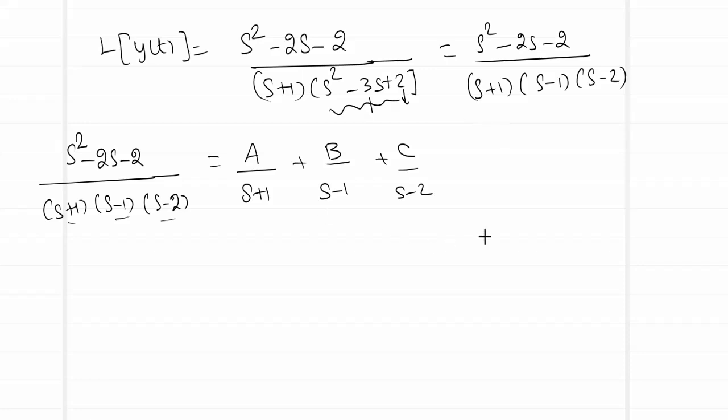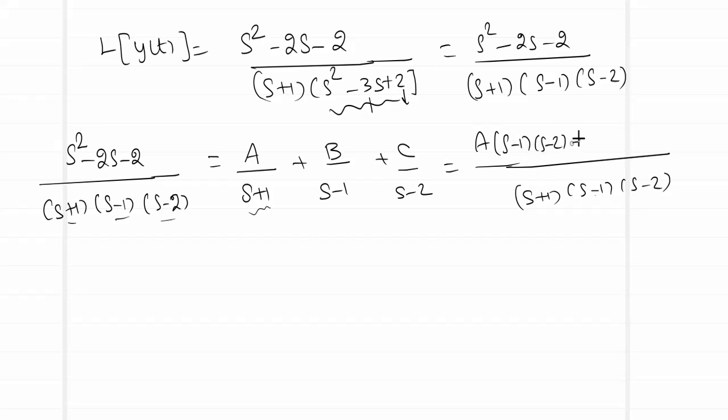Now let me take the LCM. The LCM is (s plus 1)(s minus 1)(s minus 2). For s plus 1, what is missing? s minus 1 and s minus 2. So this gives me A times (s minus 1)(s minus 2). Next term, what is missing for s minus 1? Plus 1 and minus 2. So (s plus 1)(s minus 2) is attached to balance it. Plus C times, what is missing for C? s minus 2 is here, so the missing quantity is (s plus 1)(s minus 1).